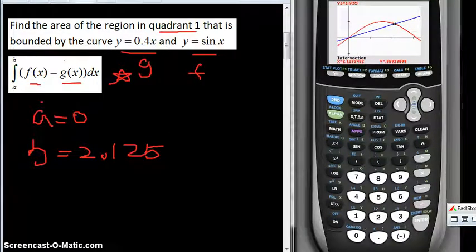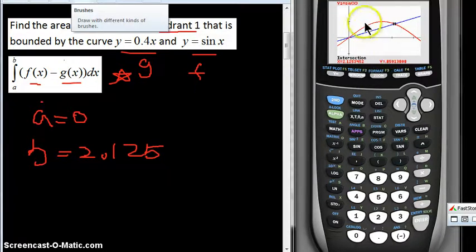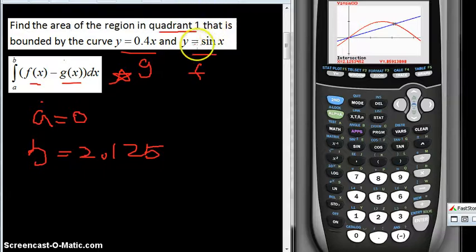Okay, so now we are ready to apply the formula we have here. Just keep in mind that my f of x should be the curve on the top, and my g of x is the curve at the bottom. So in this case, y is equal to sine x, which is the red curve here. That would be my f of x. And y is equal to 0.4x, which is the blue line here. That is my g of x.